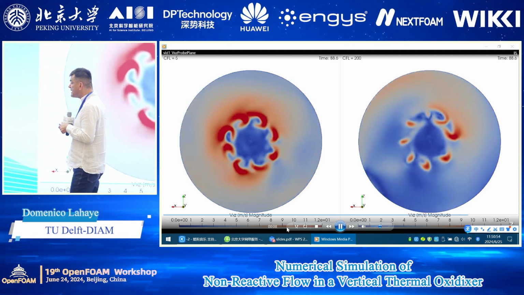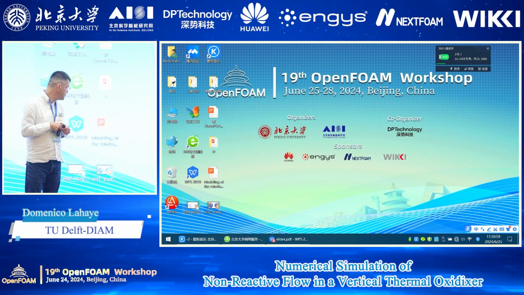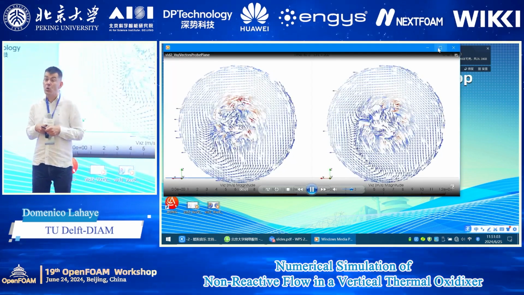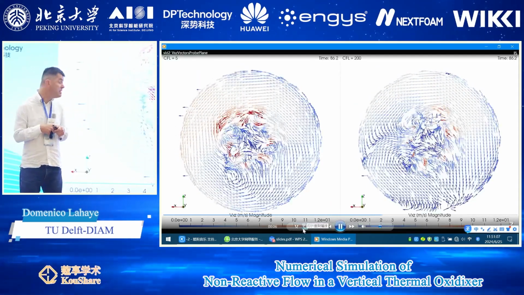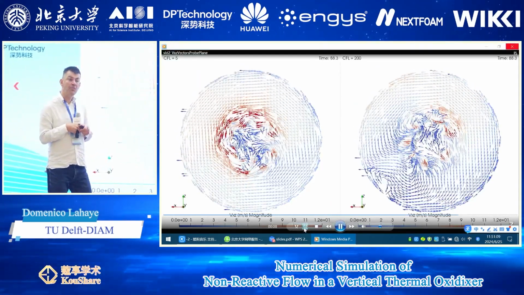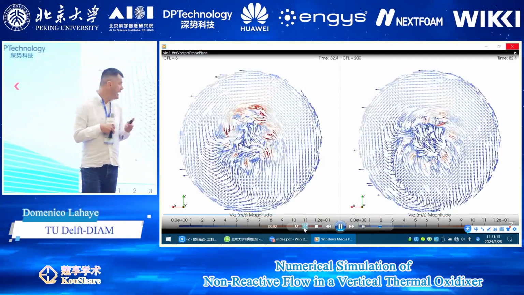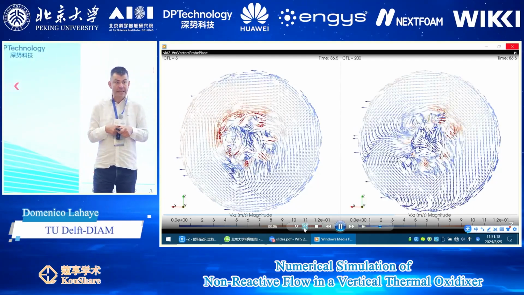Can we also see the second video? The second video shows you again a cross-sectional view of the velocity. Clearly again the flow is still fluctuating. There is no steady state being reached in the process.